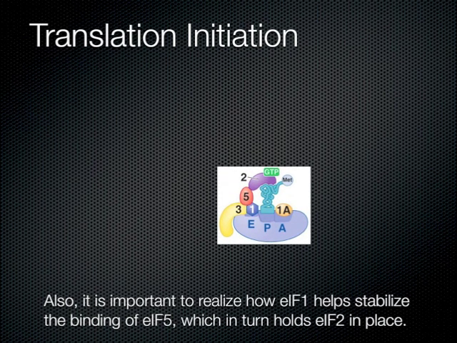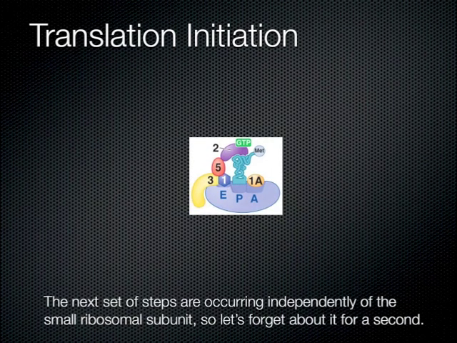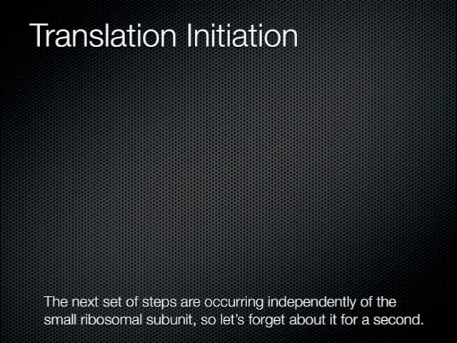Also, it is important to realize how EIF1 helps stabilize the binding of EIF5, which in turn holds EIF2 in place. The next set of steps are occurring independently of the small ribosomal subunit, so let's forget about it for a second.